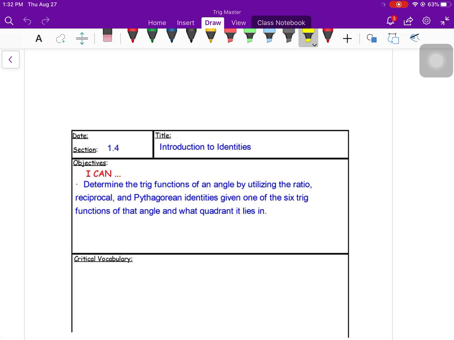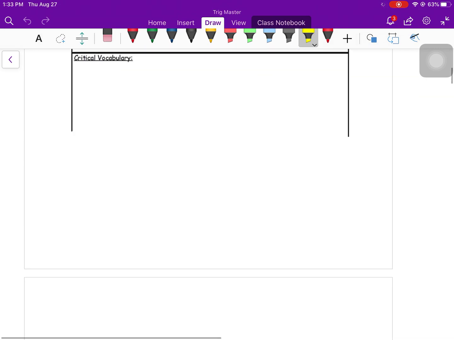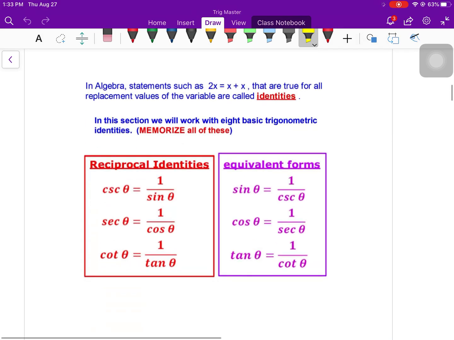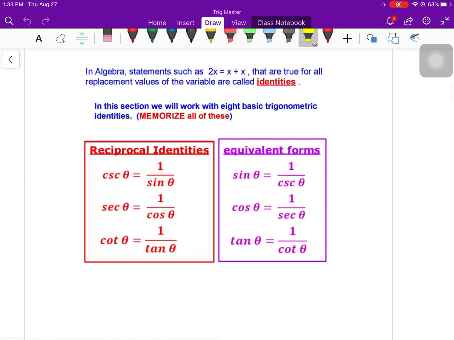Today we're going to get into an introduction to identities. This is going to be one of the more important lessons to start this trig course. You'll be using these identities throughout trig and any higher level math classes you take after this. So in algebra, statements like 2x equals x plus x, which are true for any value of x, were called identities. We have 8 basic trig identities that you're going to want to memorize.